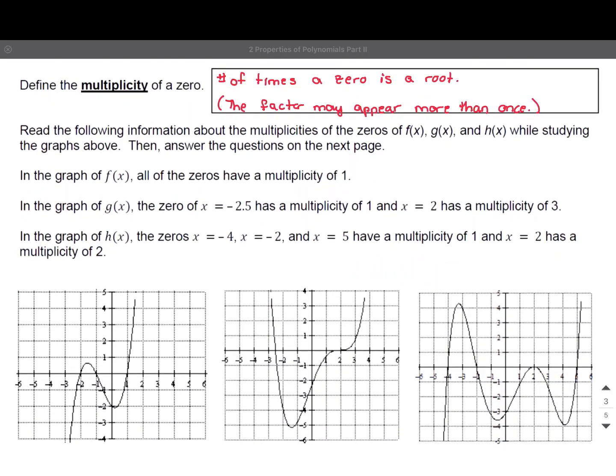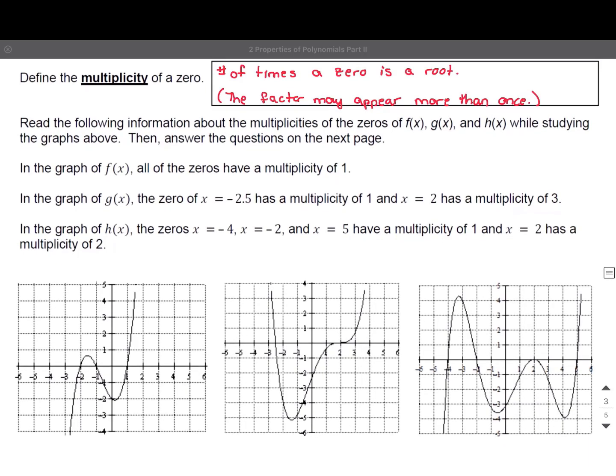So we're going to take a look at these three graphs again, okay? So now, this is the graph of f of x, okay? The first one, I just brought it down here so I could see. In the graph of f of x, all the zeros have a multiplicity of 1. Notice, every time the graph cuts through the x-axis, the graph doesn't have any major changes to what's going on.